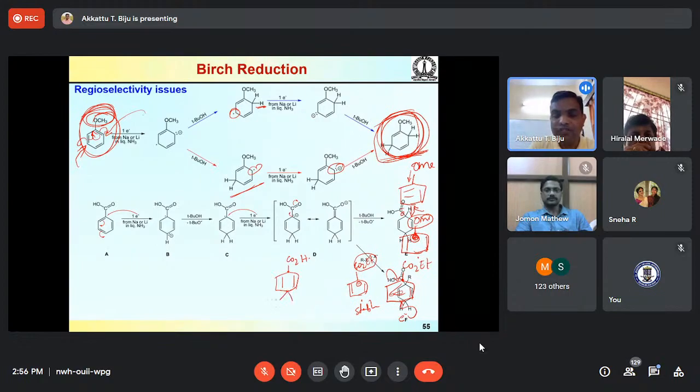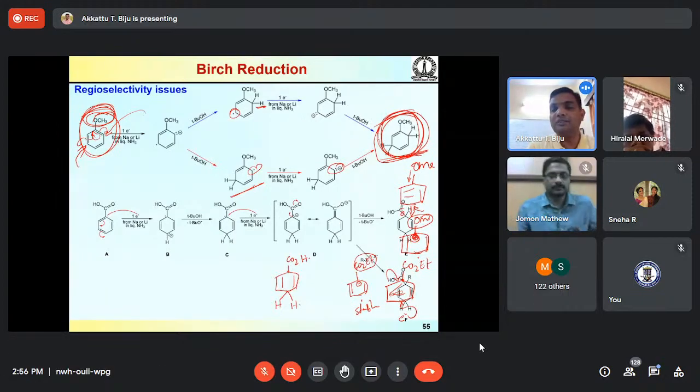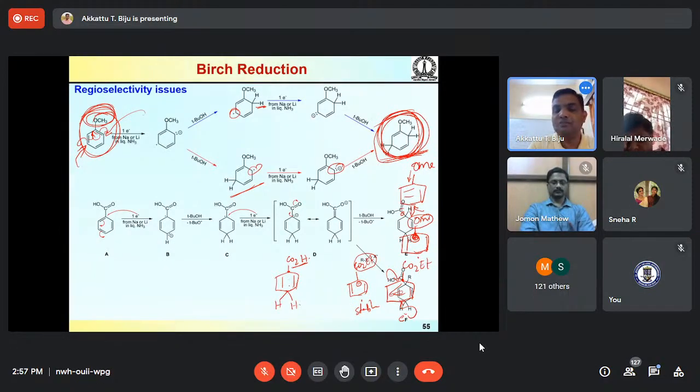So the position of the double bond. If you look at the electron releasing group, the product will have the double bond in conjugation. But in the case of an electron withdrawing group, the double bonds will be away from this carbon atom. So that means the two double bonds will be in the vertical position. Remember, these are the regioselectivity issues in a Birch reaction.